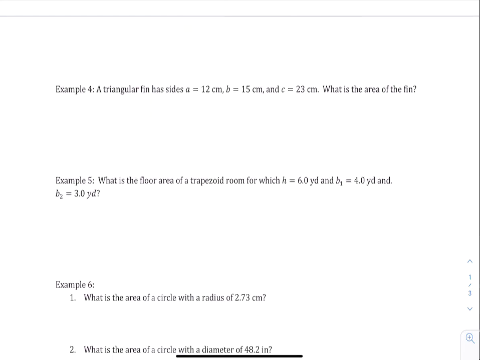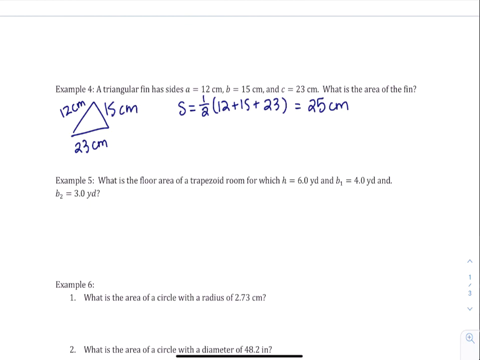In example 4, we're looking at a triangular fin that has 3 side lengths. We don't have a perpendicular height in this particular case. So this is something like this shape. So what we need to do is find this half perimeter. So S, you're going to add the 3 sides together and then multiply that by 1/2. So we have 25 centimeters, and now we can find the area, and it is a complicated one. S minus one of the sides, S minus a different side, and S minus the last side.